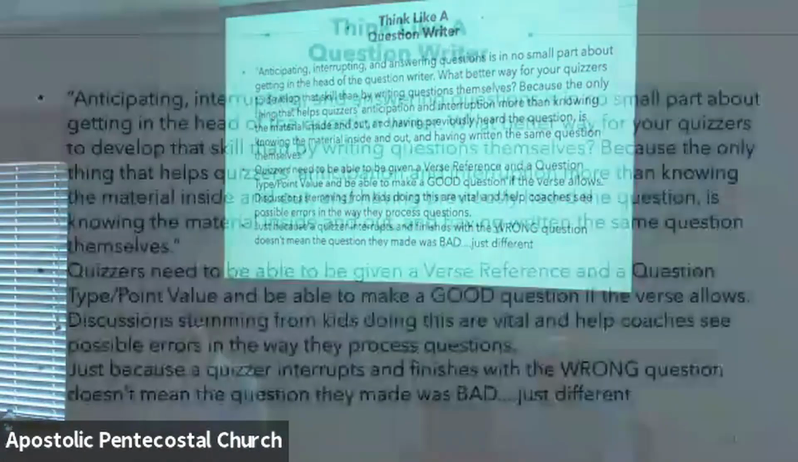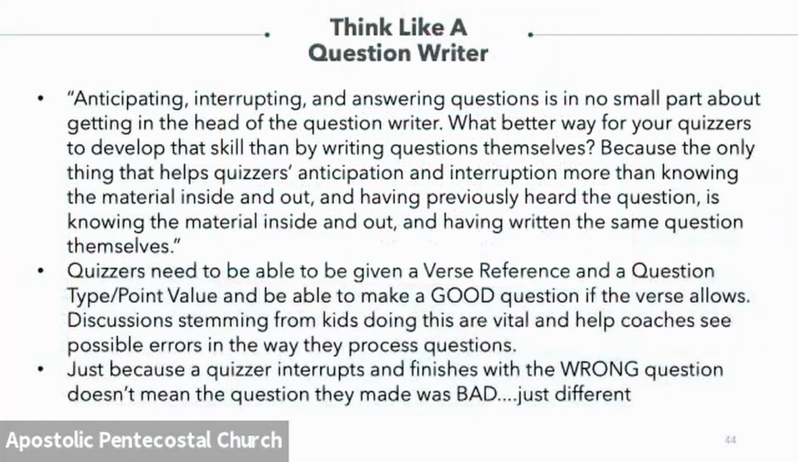Quizzers need to be able to be given a verse reference and a question point value and be able to make a good question if the verse allows. Discussions stemming from kids doing this are vital and help coaches see possible errors in the way they process questions. This is huge. You need to be able to say, hey, give me a 3-part question on this verse. Say there's 3 who's in a verse. Guess what? Easy 3-part question.